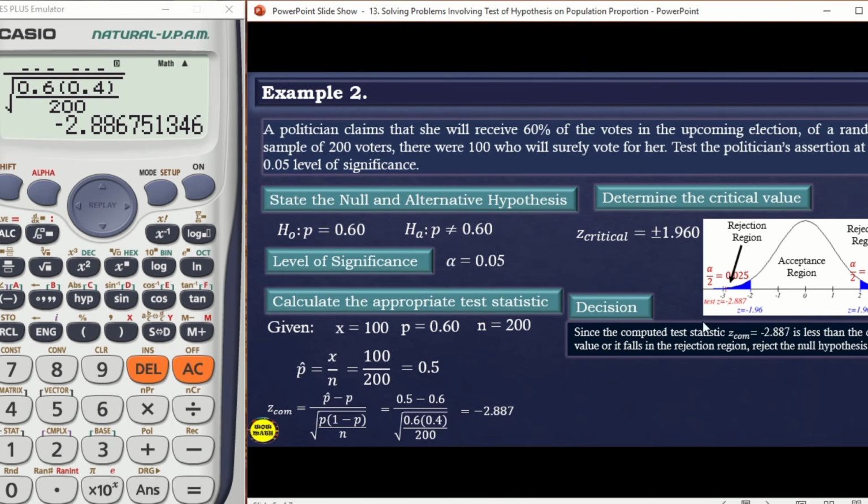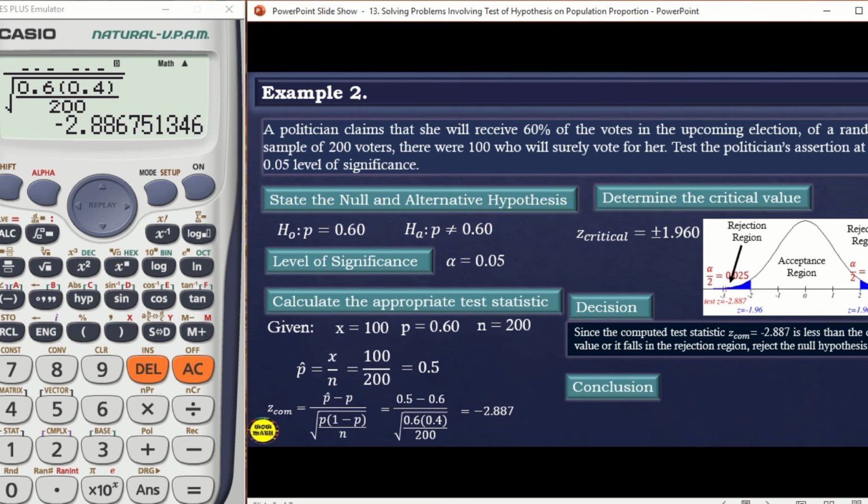okay, so balikan natin that the computed value natin ay less than sa critical value natin. So makikita nyo, no, na yung computed value nyo less than sa critical value. Since ito ay not two-tailed test, so makikita nyo na yung computed value natin within the rejection region. Therefore, ang decision natin na gagawin, we reject the null hypothesis.